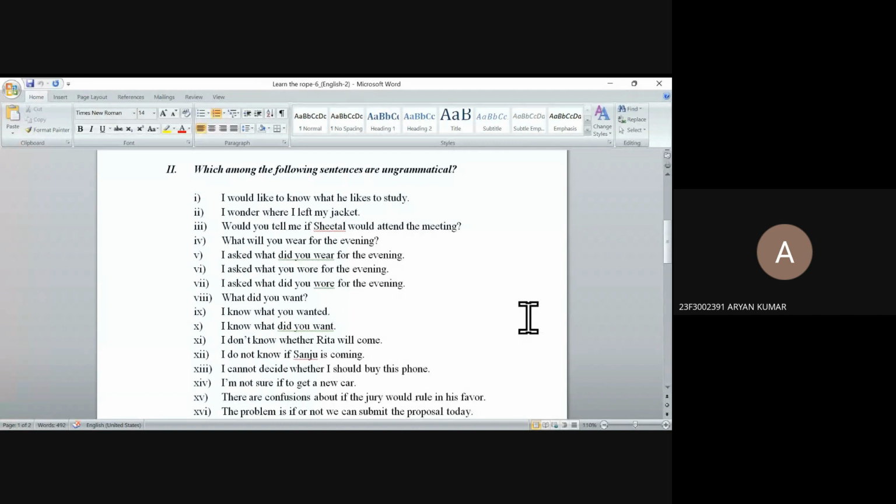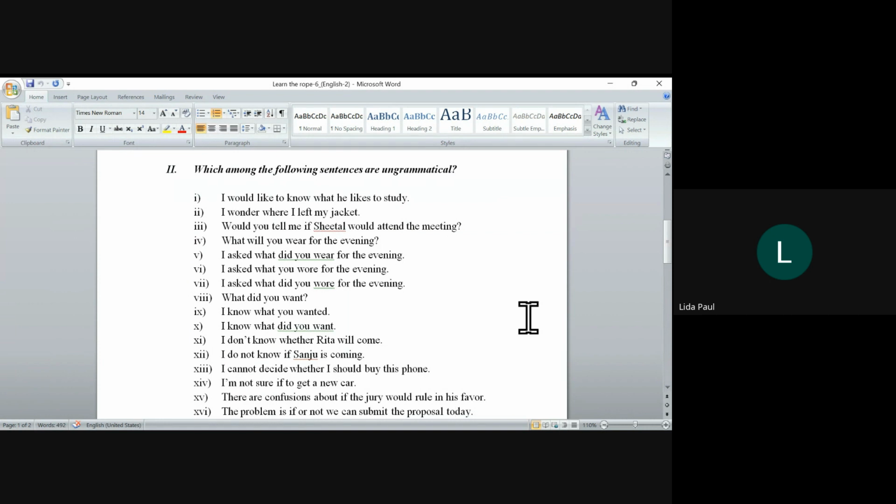It's not grammatical. So the grammatical counterpart for this was sentence number 9, right? I know what you wanted. And 10th one is wrong. That's the wrong way of writing the 9th one, I know what did you want, because we extracted the tense. So that was not required.